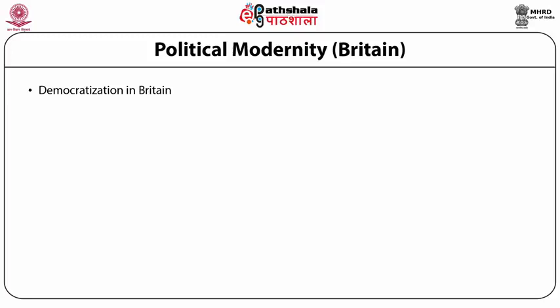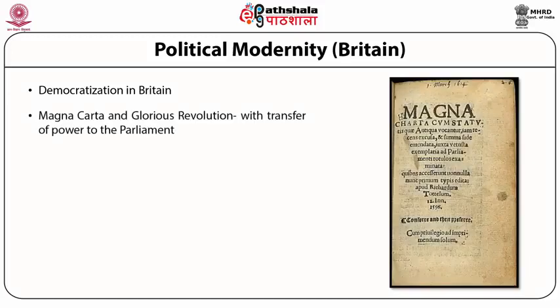The process of democratization is mainly traced to Magna Carta and Glorious Revolution in Britain. These two changes mainly involved transfer of power to the parliament. Earlier, the power was concentrated in the office of monarch. Magna Carta and Glorious Revolution led to a transfer of power to the parliament, in the sense that parliament became sovereign. The principle of parliamentary sovereignty came to be established by Britain.